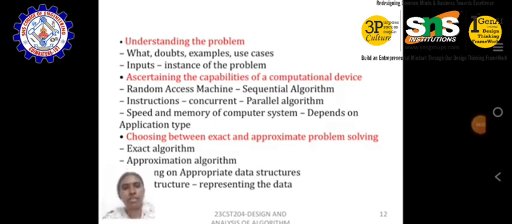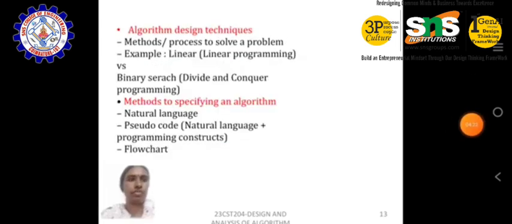And then algorithm design techniques, which are also known as algorithm specifications. It is of three types: step-by-step decomposition, pseudocode, and testing small cases. And then, time and space complexity.